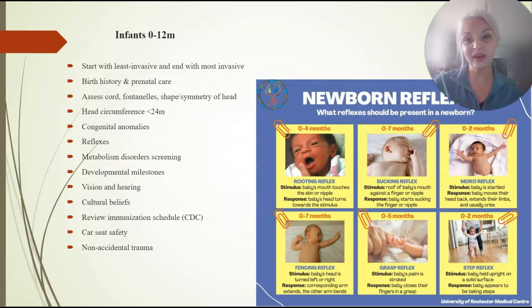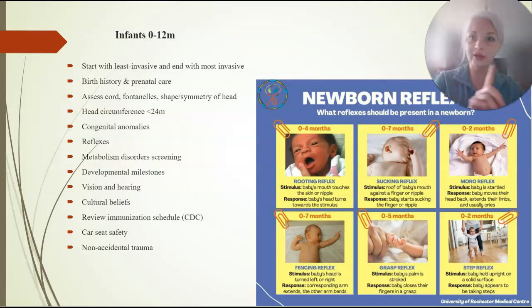Congenital anomalies, heart defects are very common. Assessing for any murmurs. Some murmurs, of course, can be benign. Checking all these reflexes. When do they begin and when do they go away? Cause for concern would be if there's a delay in these reflexes, if the patient is not having this reflex or an abnormal reflex. Making sure that vision and hearing.